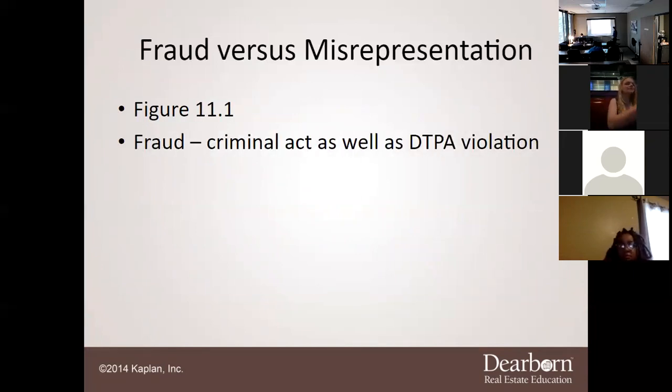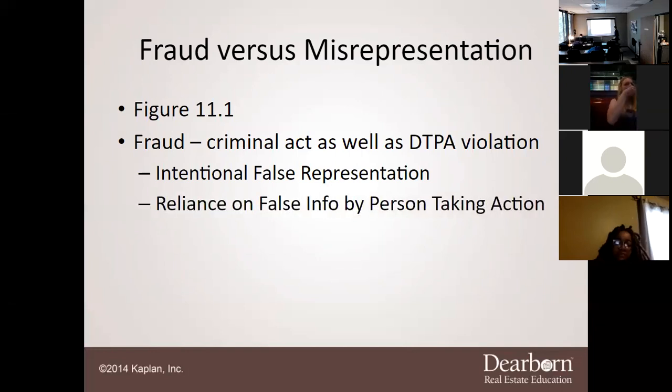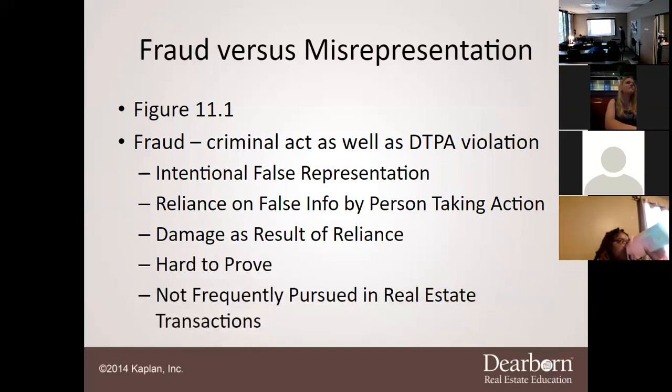There's a figure in your book, and we're going to go over fraud here. Fraud is a big one, and that one is actually a criminal act as well as a DTPA violation. So there's intentional false representation, reliance on false info by a person taking action. So reliance on info that was false. Was there damage as a result of the reliance on the false information? And it's hard to prove. It's very difficult to prove fraud unless you have it in writing, right?